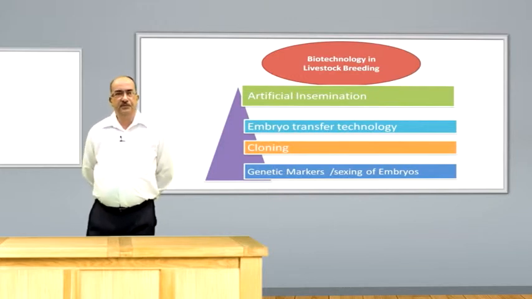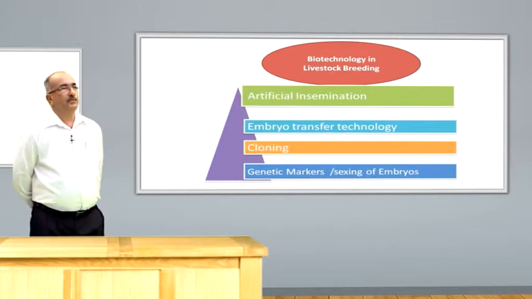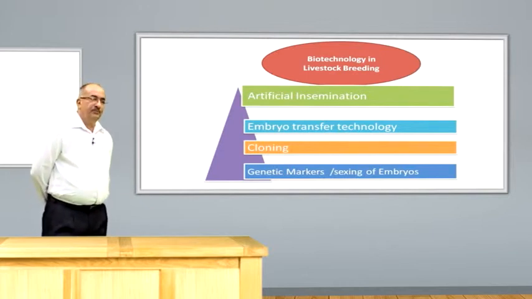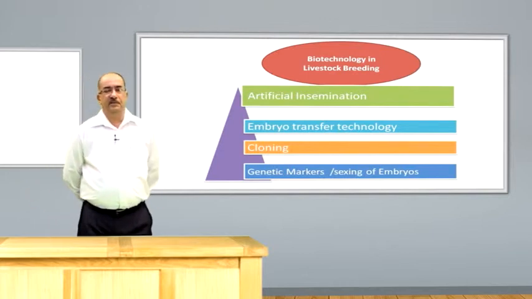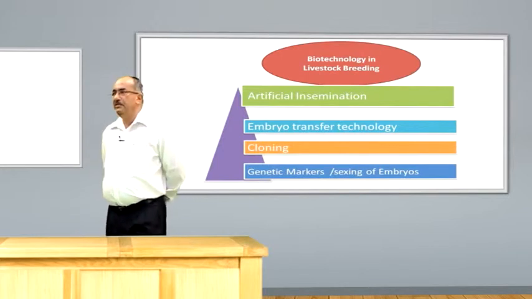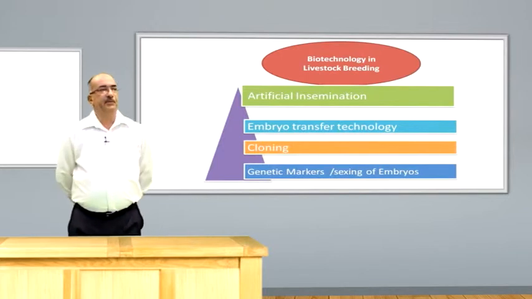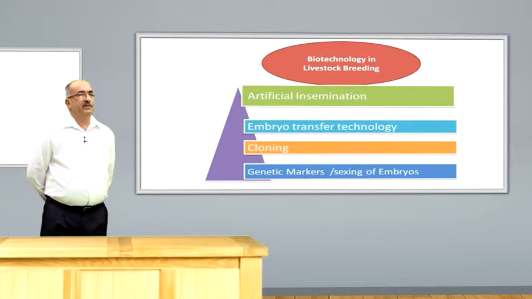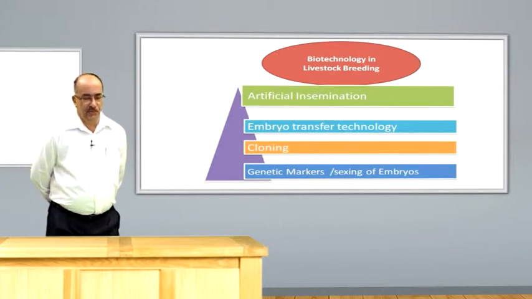Moreover, with this technology, the embryos, the living beings or living livestock, we can say, are preserved at -179 degrees Celsius for an indefinite period, which will act as our genetic resource for the future generations to come.